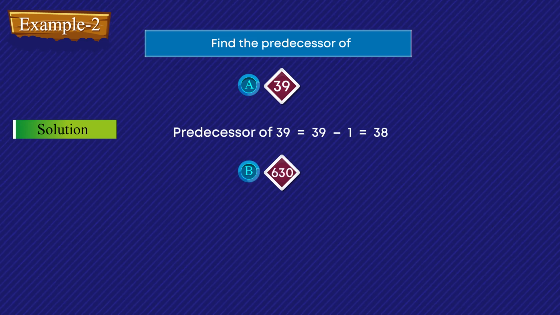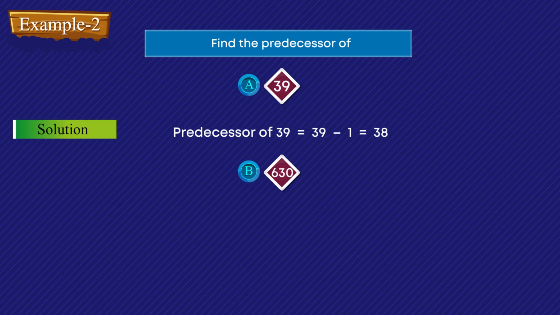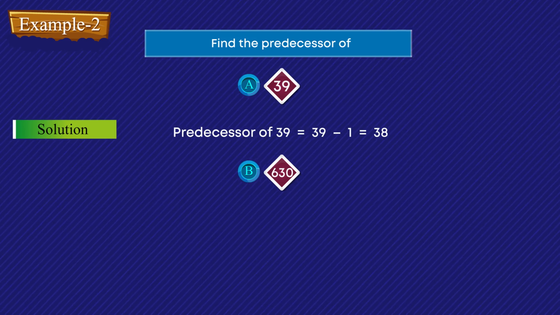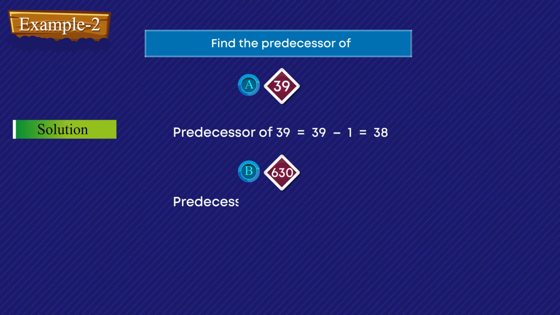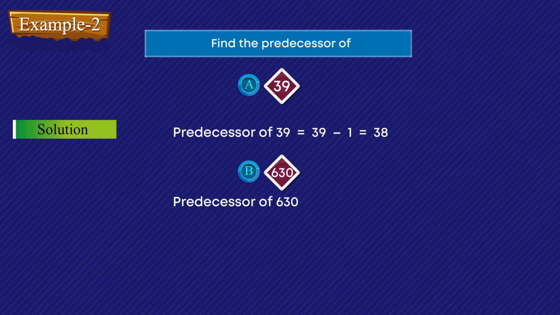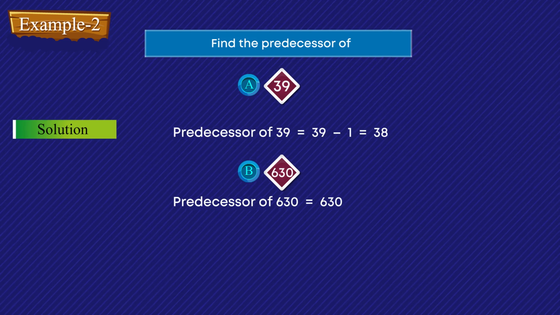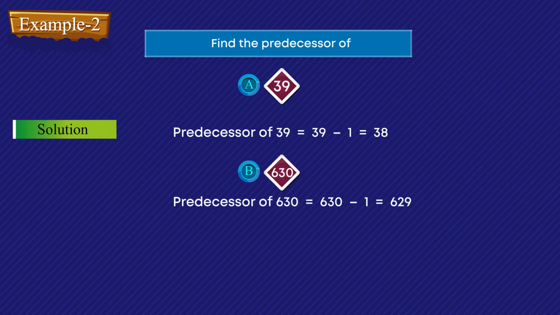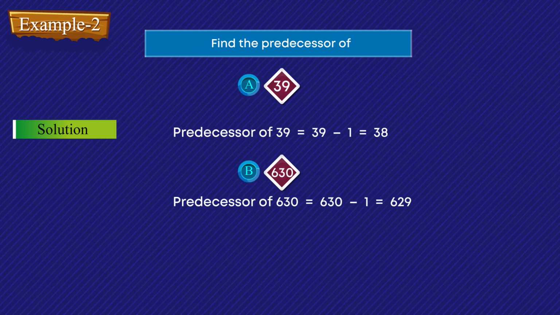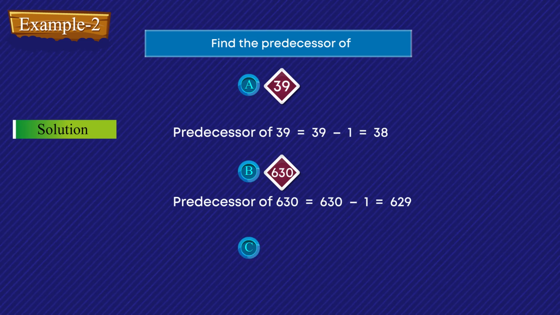B. 630. Predecessor of 630 is equal to 630 minus 1 is equal to 629.